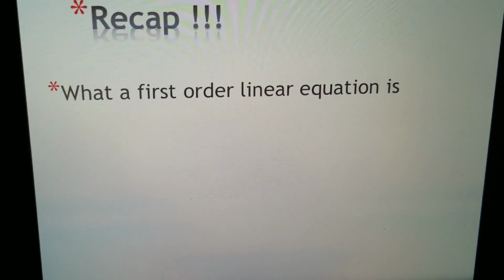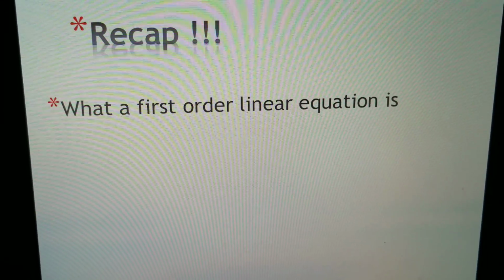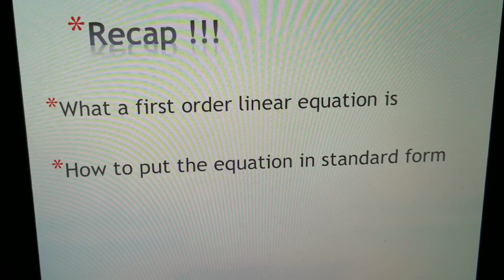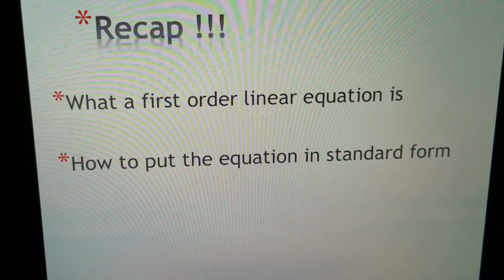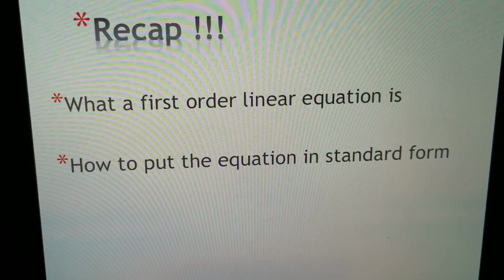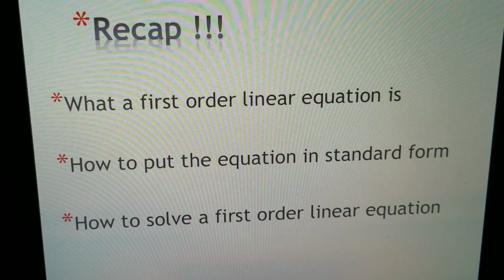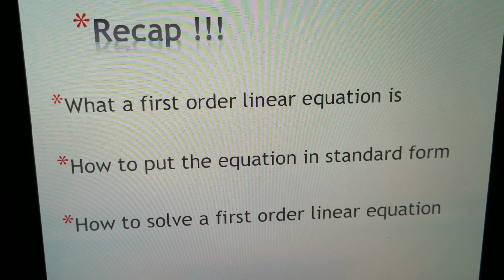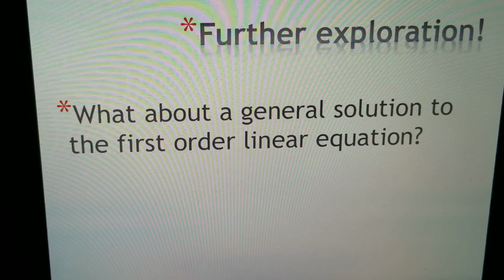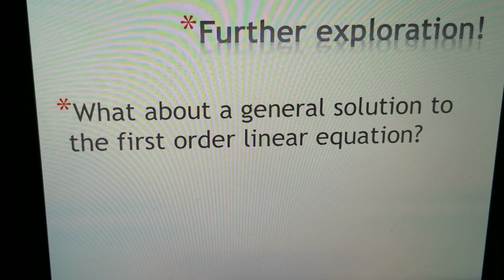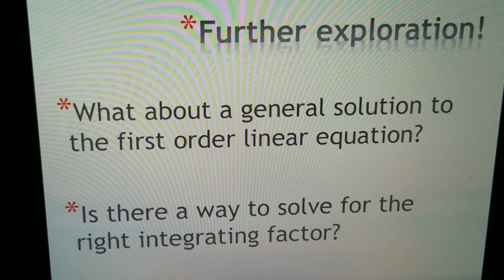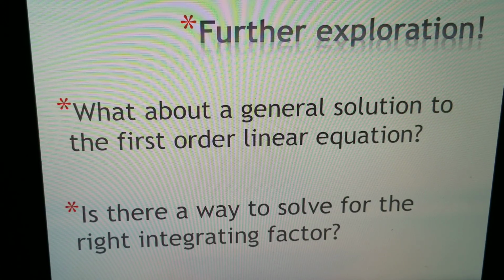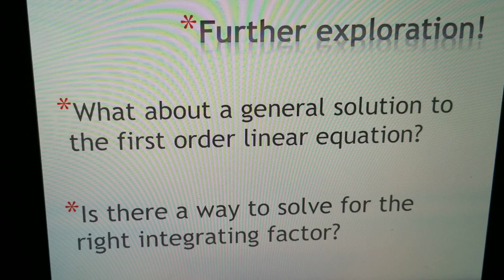So let's go over what we just did. We first went over what a first order linear equation is, followed up with how to put a first order linear equation in standard form, and then we ended with how to solve a first order linear equation. But I can't help but wonder, for further exploration, what about a general solution to the first order linear equation? And is there a way to solve for the right integrating factor for any first order linear equation?